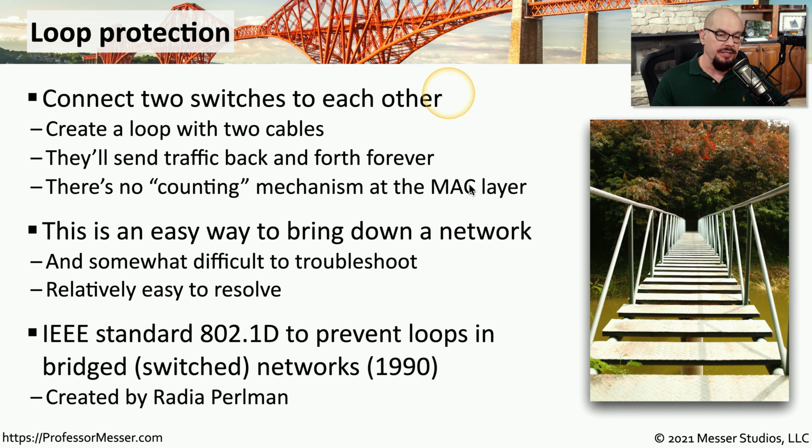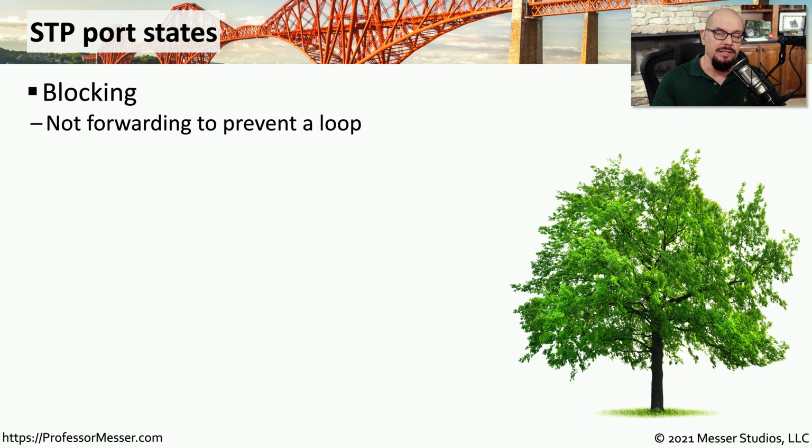Fortunately, we introduced a standard in 1990 that allows us to prevent any loops from occurring on a bridged or switched network. This is an IEEE standard 802.1d, and it was created by Radia Perlman to prevent these loops on these bridge networks. This is the spanning tree protocol, and it's used on many switches to provide a loop-free environment. When an interface is connected to a network, spanning tree begins the process of identifying whether a loop would be created with that interface or not.